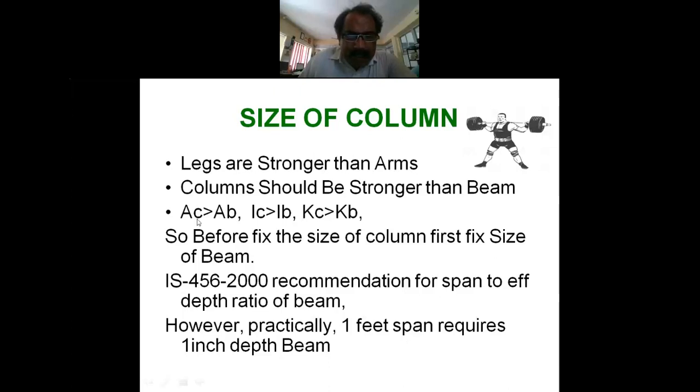So the cross section of columns should be more than beams. The moment of inertia of columns should be more than beams. The stiffness of columns should be more than beams. Before we fix the column size, fix the beam size.